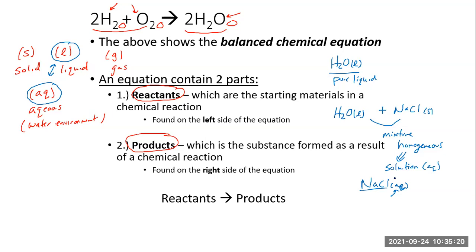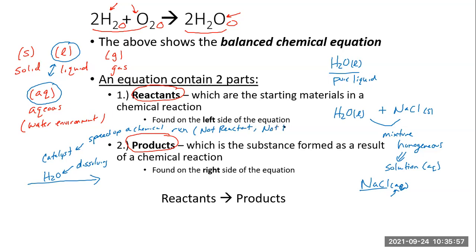Other common things that we see in equations are often found on top of the arrow. For example, you may have water written up there, and that sometimes would imply that you're dissolving something in water. You may also have something written up there that's a catalyst. A catalyst is something that will speed up a chemical reaction. An important thing about a catalyst is it's not a reactant and it's not a product, and it does not get used up in the reaction.